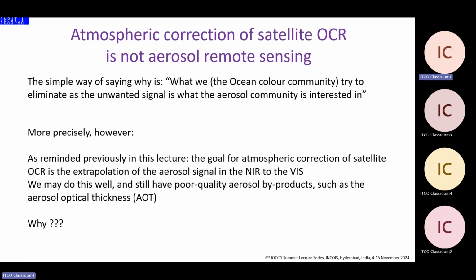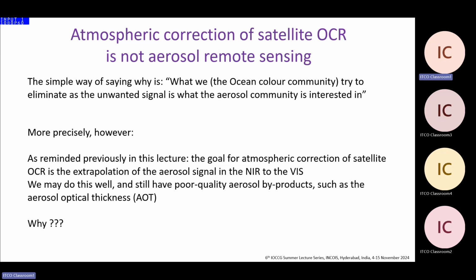It might seem a bit pedantic to make this distinction, but I think it's quite important to keep in mind that atmospheric correction of satellite ocean color imagery is not aerosol remote sensing. Well, we had this example. We looked at this Polymer algorithm, which is not using any aerosol models or whatever, not deriving any aerosol optical thickness, and it works pretty well. And one simple way of seeing this is that what the ocean color community tries to eliminate from the signal is what the aerosol community is interested in.